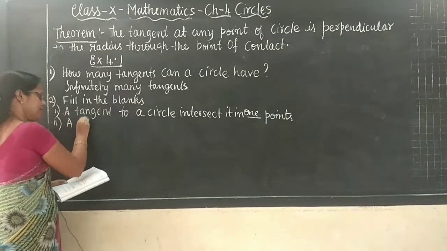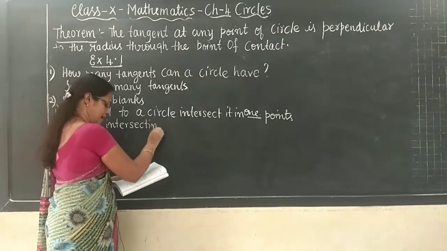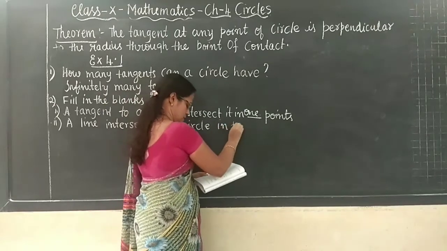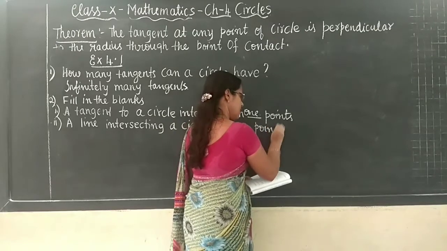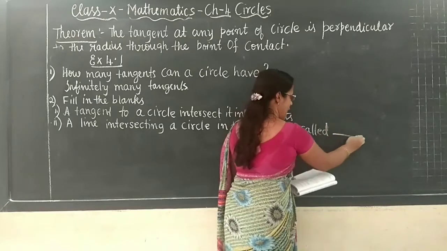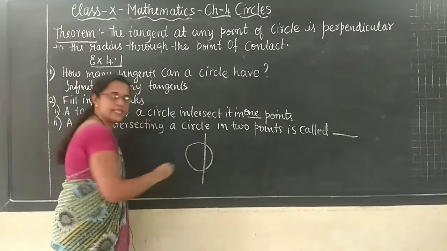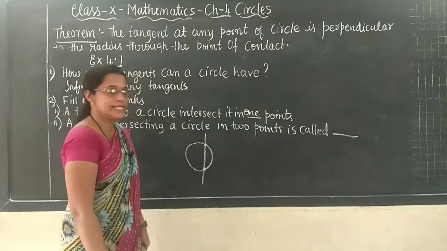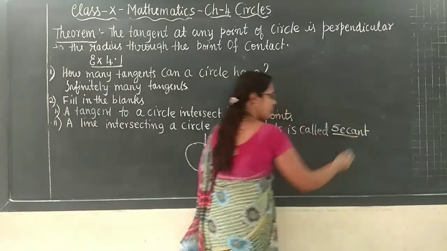Second question: a line intersecting a circle in 2 points is called dash. A line intersects the circle at 2 points, what is this called? This is called a secant. Yes, children, this is a secant.